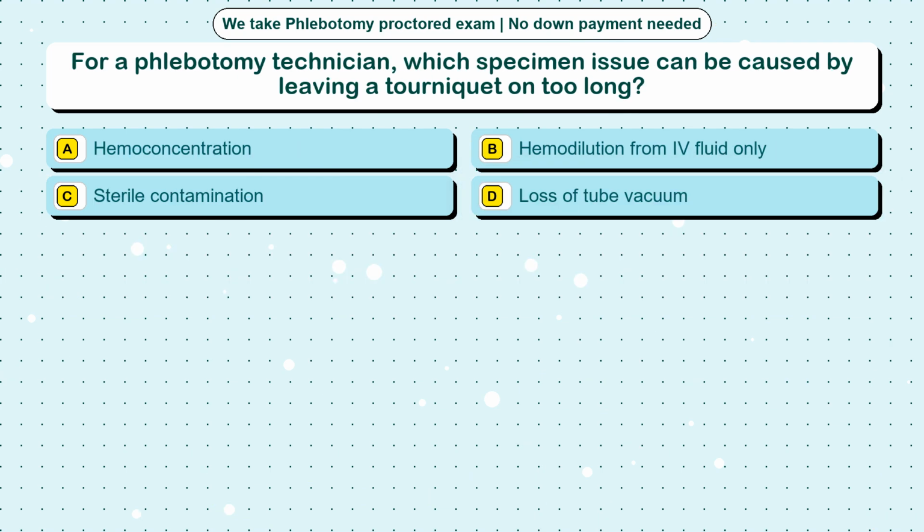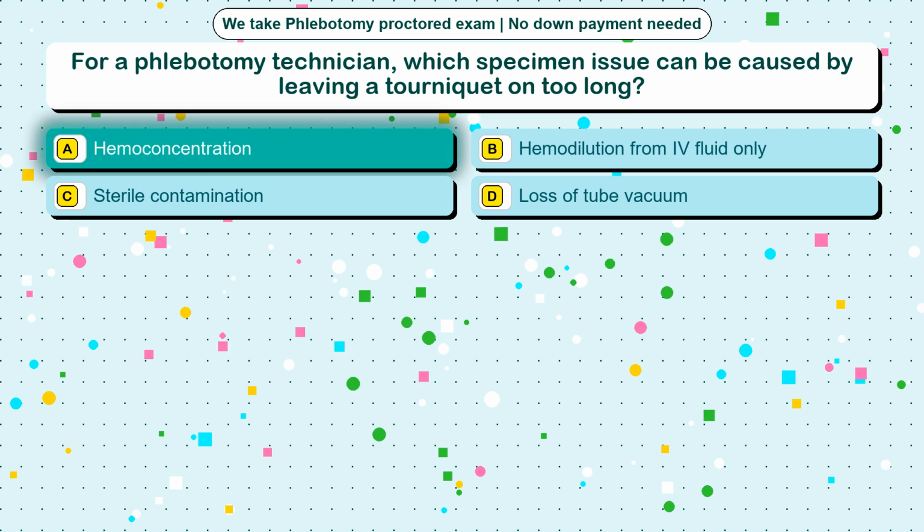Question 64. For a phlebotomy technician, which specimen issue can be caused by leaving a tourniquet on too long? Option A. Hemoconcentration. Option B. Hemodilution from fluid only. Option C. Sterile contamination. Option D. Loss of tube vacuum.